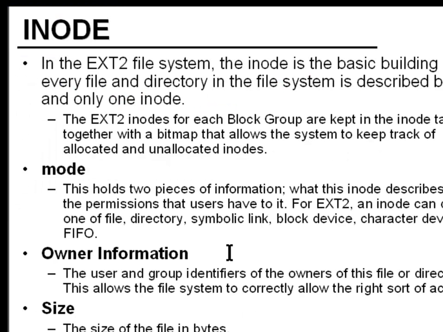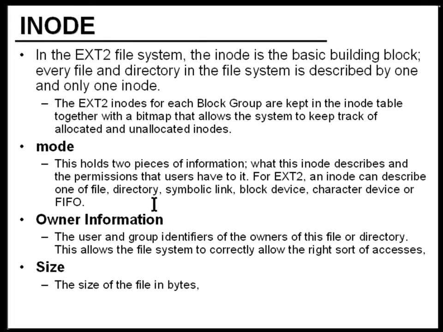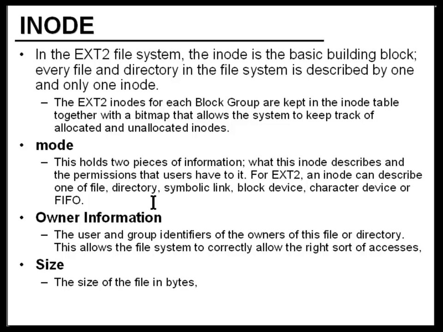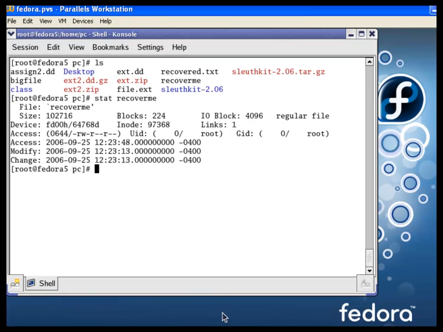Okay, inode information. The mode holds 2 pieces of information. This inode describes the permissions that the users have to it. And each inode can describe a file, a directory, a symbolic link, a block device, a character device, or a first in, first out device. If we want to see if that's the case, we can go back here and do a stat on dev HDA.